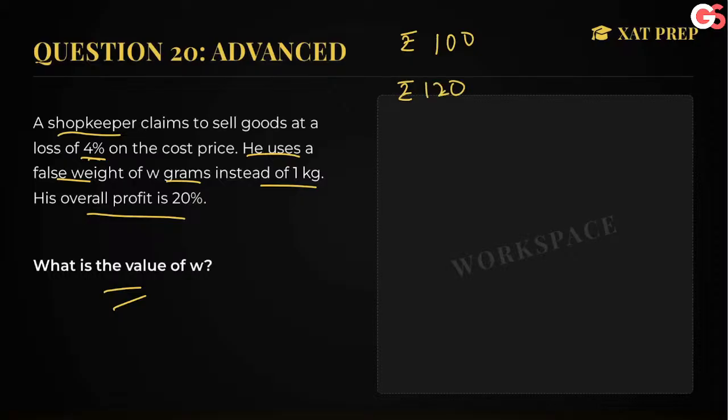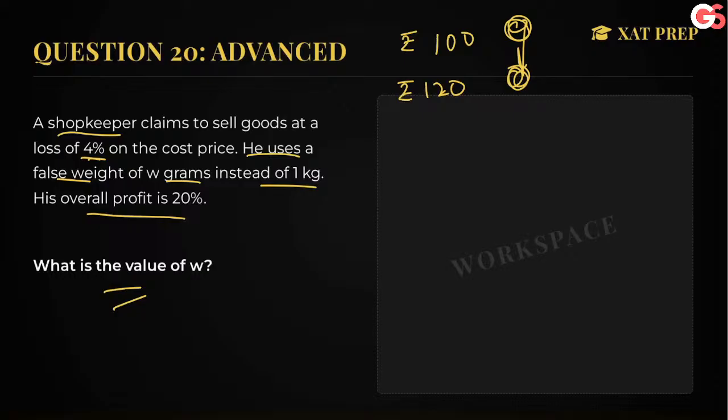दिस इज द स्टेप वन, राइट? दिस इज द स्टेप टू. दैट इज व्हाट हैज हैपेंड. So in this journey, what all things have happened, that forms the entire narrative. Clear? Is that clear? So he claims to sell goods at loss of 4% on the cost price, but he uses a false weight of W grams instead of 1 kg. All right. इसका मतलब कुछ तो गेम खेल रहा है ये, कुछ तो गड़बड़ कर रहा है. ठीक है.